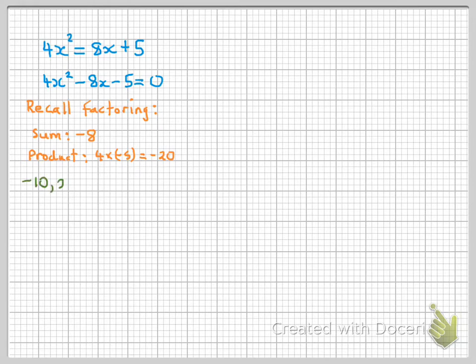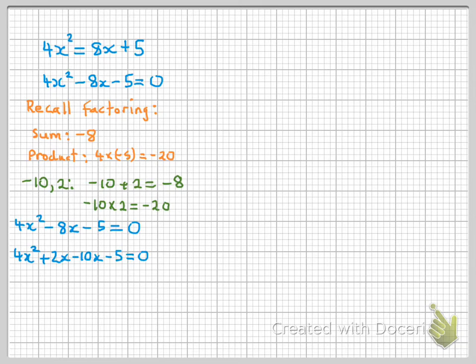Well, if you think about that a little bit, you will see that the numbers you're looking for are negative 10 and 2, because negative 10 plus 2 is negative 8, which satisfies our first condition, and negative 10 times 2 is negative 20, which satisfies our second condition. Next, we will rewrite the middle term using these two numbers we have found. So the middle term is negative 8x. We can rewrite that as 2x minus 10x. That gives us our negative 8x.